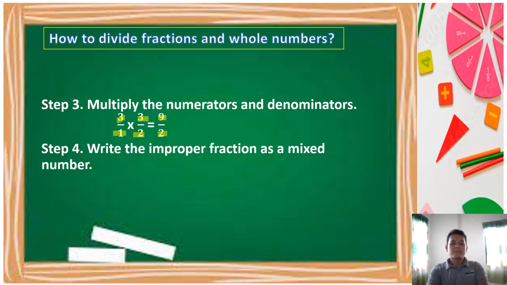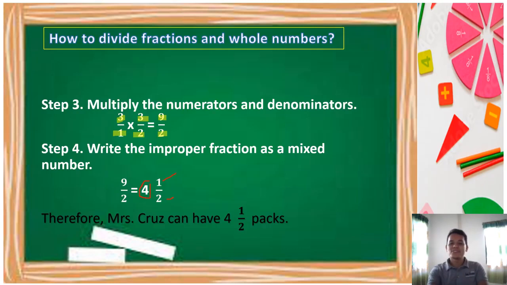But it's not yet our final answer because we need to write that improper fraction as a mixed number. 9/2 is equal to 4 1/2. How? We simply divide 9 divided by 2, and the answer is 4. So 4 becomes our whole number. Then, of course, there is a remainder of 1. So 1 is our numerator, and the denominator is simply our divisor, which is 2. So we got 4 1/2. Therefore, Mrs. Cruz can have 4 1/2 packs.